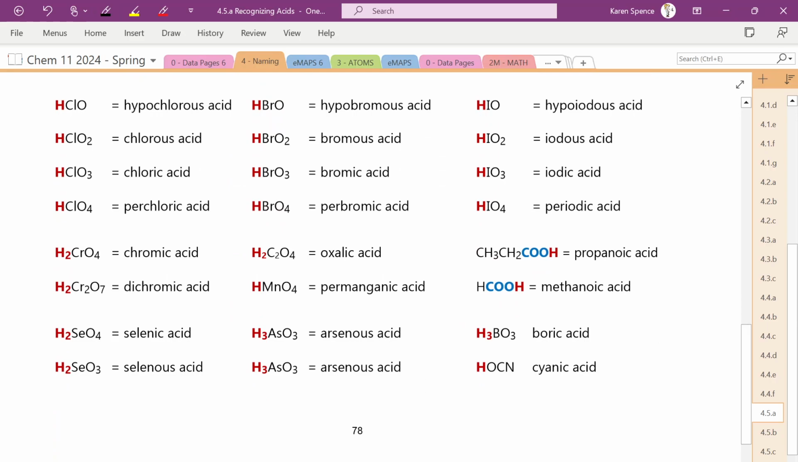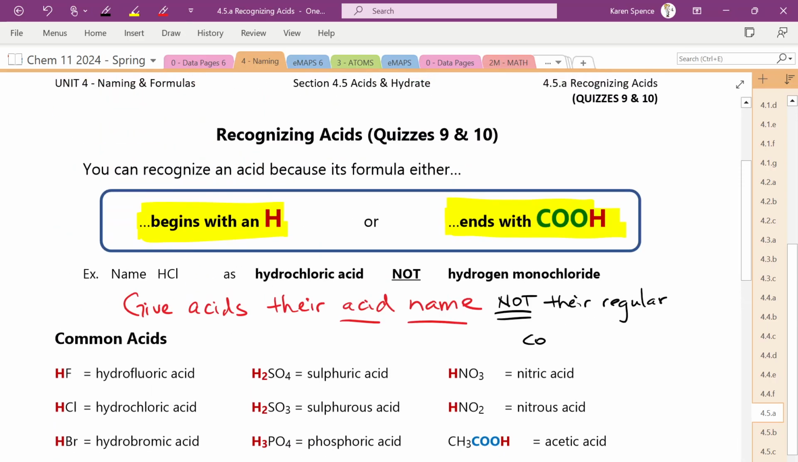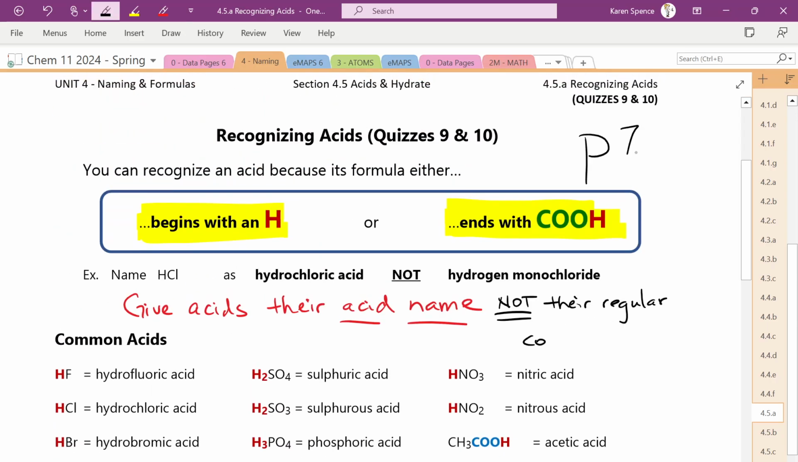Not their regular covalent name. What page are we on? We are on page 78. Page 78. Sorry about that.